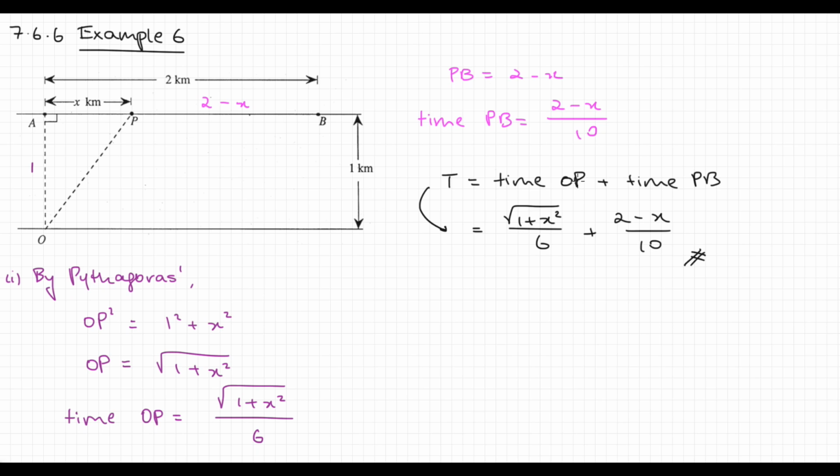Okay, that's extremely important. Now, part 2, we want to show that if Adrienna wishes to minimize the time taken to complete the journey, then she should row to a point P, which is 3/4 of a kilometer from A. So in other words, we want to show that X is equal to 3/4. Take note that the goal here is for Adrienna to minimize the time taken.